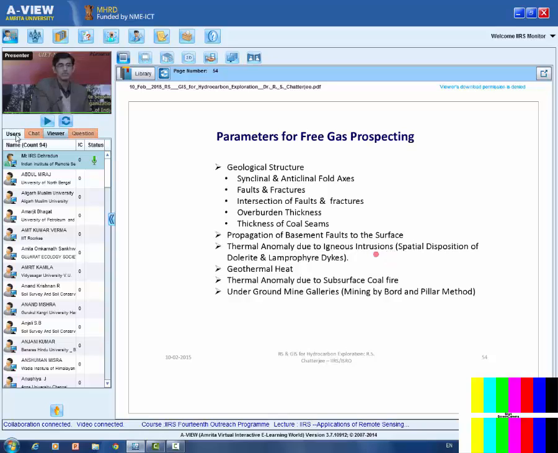If something is there, those things act as parameters for free gas prospecting, because in this case the gas will be released from the coal seam and occur in the fractures. And if underground mine galleries and open spaces are available, as when mining is done by the board and pillar method, then this free coal bed gas can be accumulated.